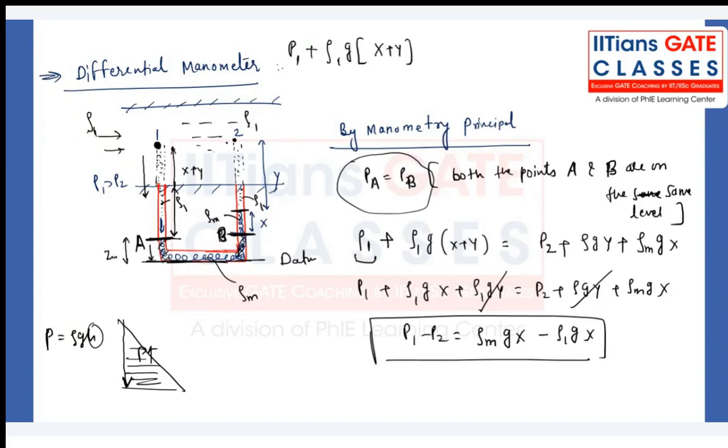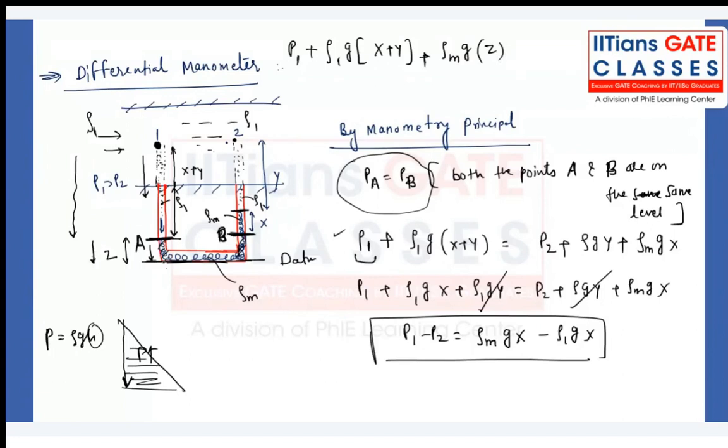Z. Let's say, to avoid your confusion, I'm telling you a very long method. Once again, do not confuse, sir, you are telling so many methods. No, I'm telling you, you will end up getting the same equation, but be patient. You are moving in the downward direction, so you are adding P1 plus rho 1 g into whatever is coming in your path while moving downward. You keep on adding. What is that? Rho m g z, because you are moving further down.